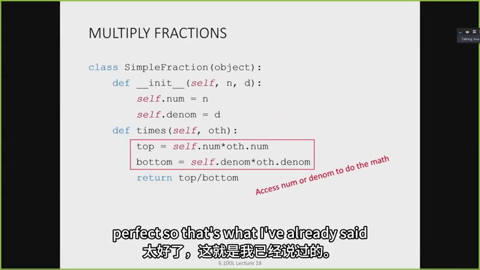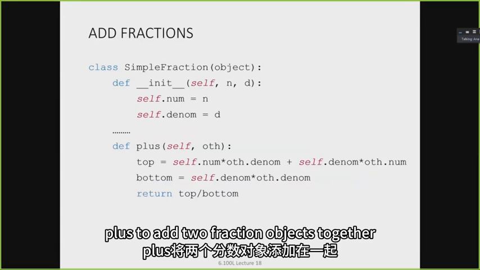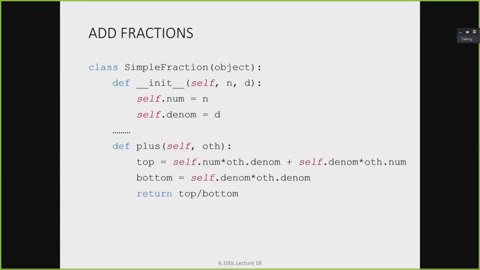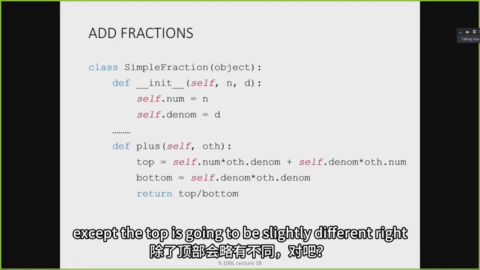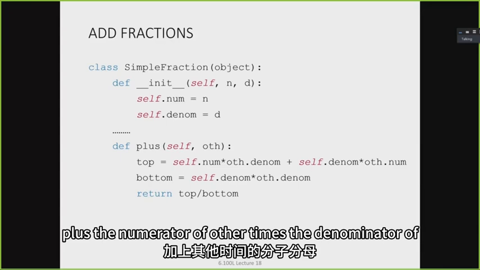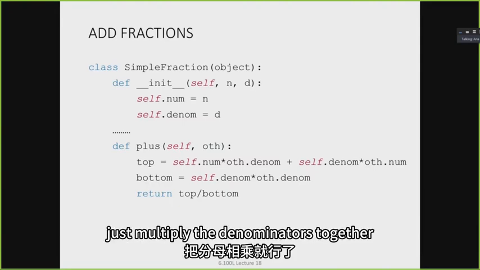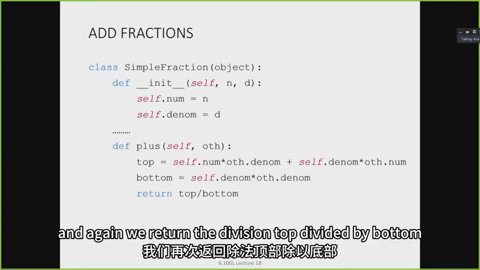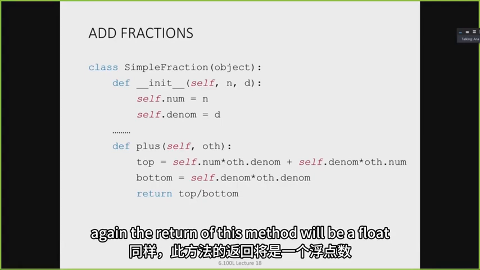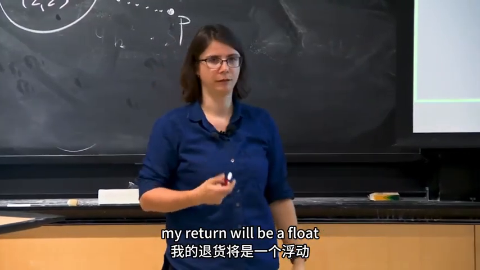So that's what I've already said. Now, we can define another method, plus, to add two fraction objects together. Very similar thing, except the top is going to be slightly different, right? You take the numerator of one times the denominator of the other, plus the numerator of the other times the denominator of the first one. The crisscross thing. The denominator is the same, just multiply the denoms together. And again, we return the division, top divided by bottom. Again, the return of this method will be a float. So even though I'm adding these two fraction objects together, my return will be a float.